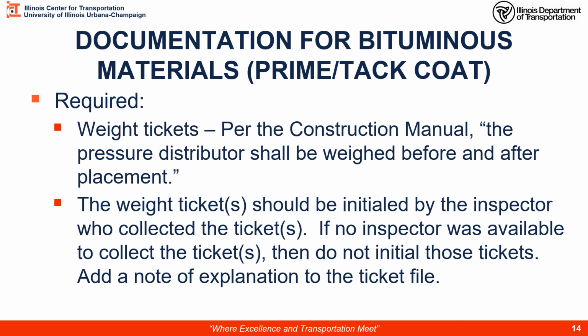So some of the things that you're going to need to do your calculations, of course, are weight tickets. The distributor needs to be weighed before and after placement. So that's the amount of material that's applied over the length and area of the pavement for the prime or tack coat. If you're witnessing, you should initial the weight tickets and collect them at that time. If there's not an inspector available, do not initial the tickets, just make an explanation to the file like we do on other weight tickets.